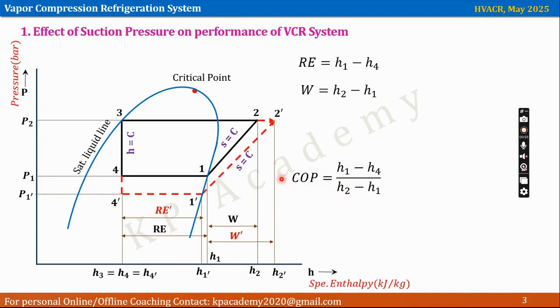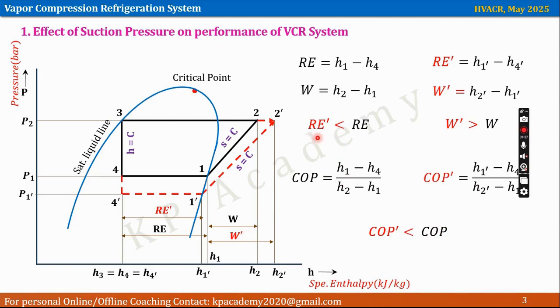Now if somehow the suction pressure drops from P1 to P1 dash, the effect of this is what? The refrigerating effect drops. Earlier refrigerating effect was H1 minus H4. Now it's H1 dash minus H4 dash, which shows refrigerating effect drops. About work of compression, it increases from W to W dash because the line 1 to 2 is shifting towards right side, which increases the work of compression, that is W dash, right?